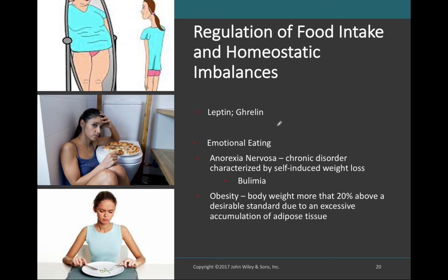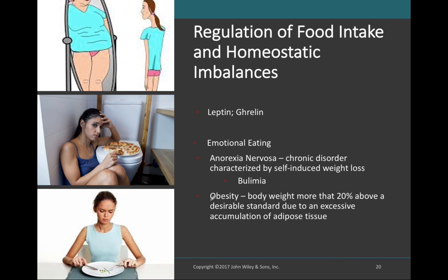And it is with these two hormones that we get a basis for a couple eating disorders. We're going to first start with obesity. Obesity can be defined as a body weight that is greater than 20% of the desirable standard, and we have an excessive accumulation of adipose tissue with this condition.